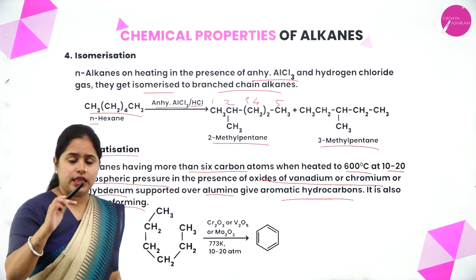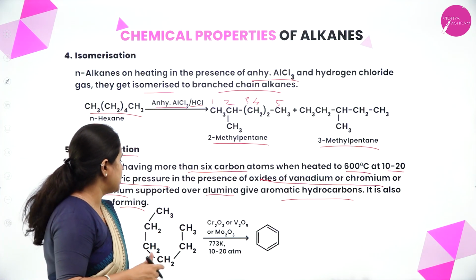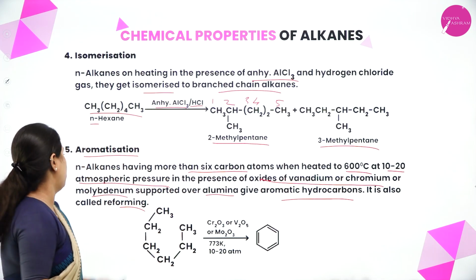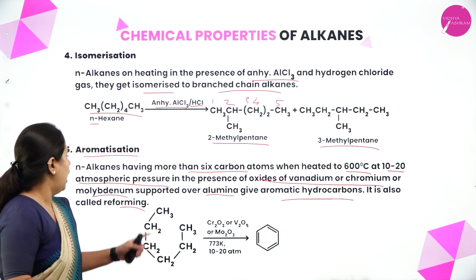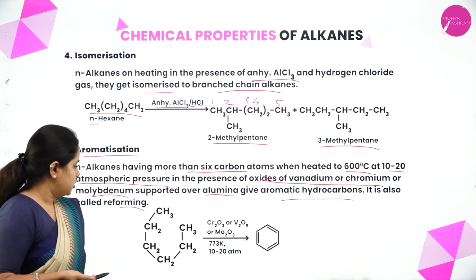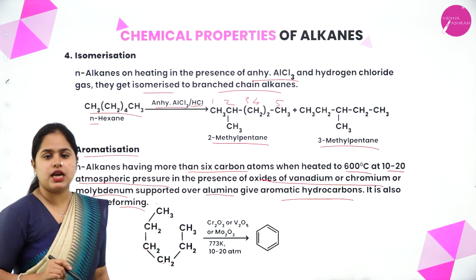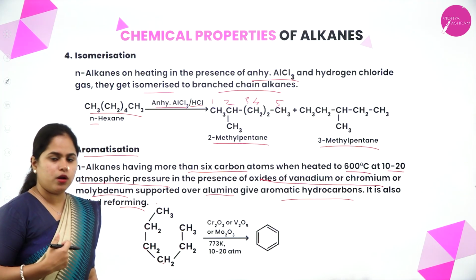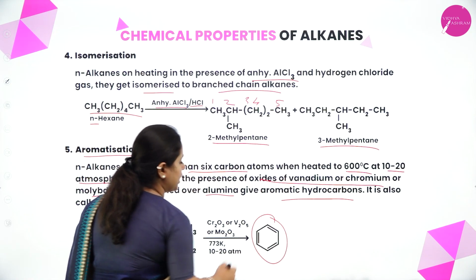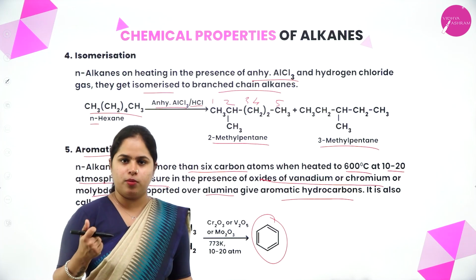If it is a normal alkane having 6 or more carbon atoms, what happens when it reacts in the presence of oxides of vanadium or chromium or molybdenum supported over alumina? What happens? Yes, you will get an aromatic hydrocarbon. As you can see here, 1, 2, 3, 4, 5, 6, 6 carbon atoms, that is hexane. The normal hexane, when it reacts in the presence of these catalysts, gives the aromatic hydrocarbon, which is benzene in this case. So this is called aromatization.